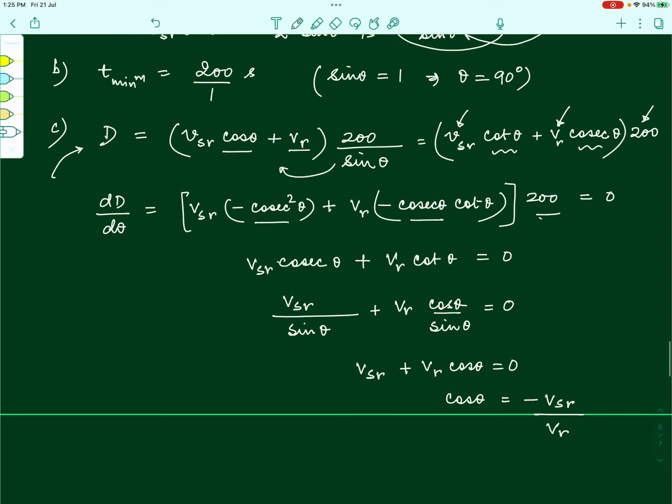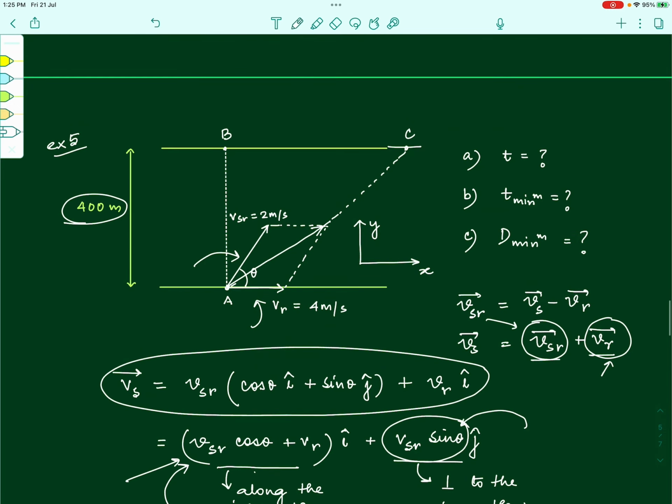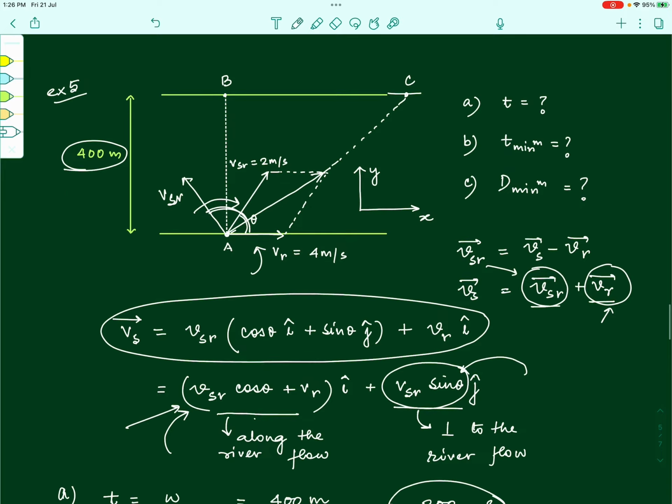Let us substitute the values for these two. VSR is 2, so it will be minus 2 by VR is 4. So, we will get cos theta as minus 1 by 2, which implies theta is 120 degrees, since cos is minus 1 by 2 when theta is 120 degrees. So, theta comes out to be 120 degrees. Understand that in the figure, theta equal to 120 degrees means the VSR vector will be somewhere over here, which is okay. Our theta can take an obtuse value, we can just make it on the other side.